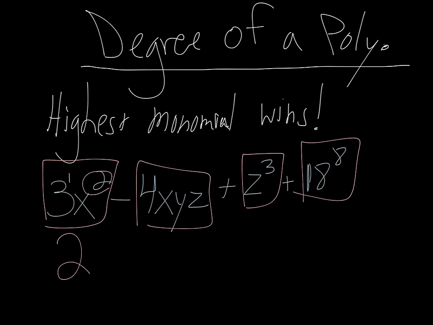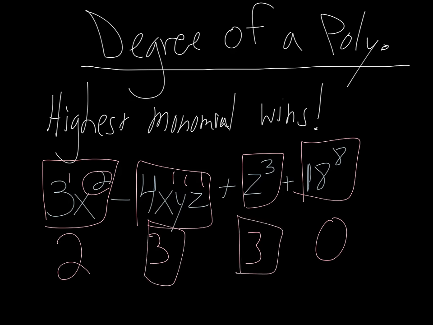Negative 4xyz, that's 1 plus 1 plus 1, degree 3, so it's cubic. Z cubed has degree 3. And then 18 to the 8th, remember, is just a constant because it's not a variable, so that's degree 0, it's a constant. And so then we go with the highest number here. We have 2, 3, 3, 0. The highest number is 3. It doesn't really matter which one we're talking about. And that means the degree of this polynomial is 3, so it is a cubic polynomial.